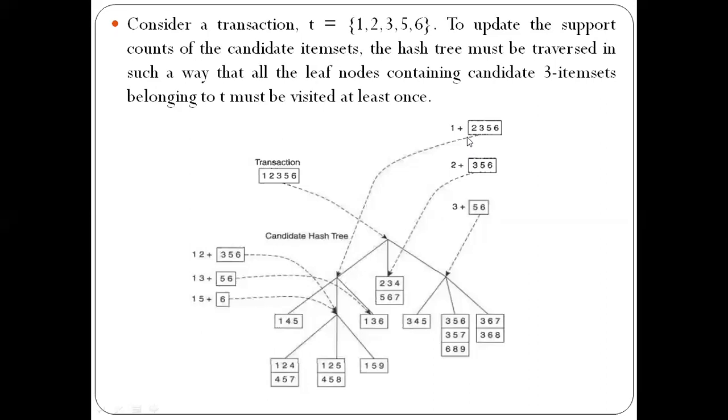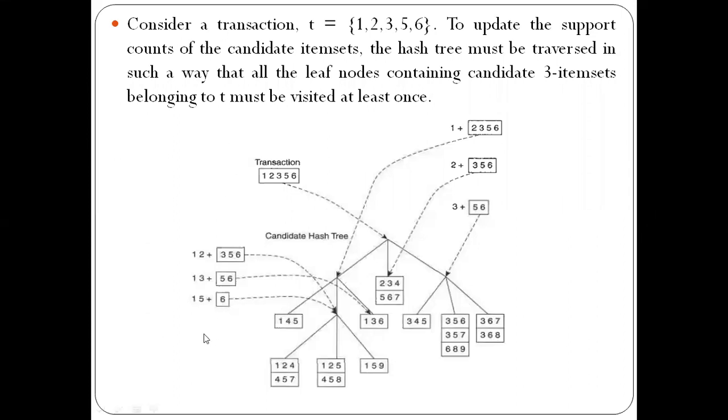So see here, if it is 1, then we will be traversing the left subtree. If it is 2, then we'll be traversing the middle subtree. If it is 3, then we'll be traversing the right subtree. So we have mapped, or hashed, the first item of the transaction.